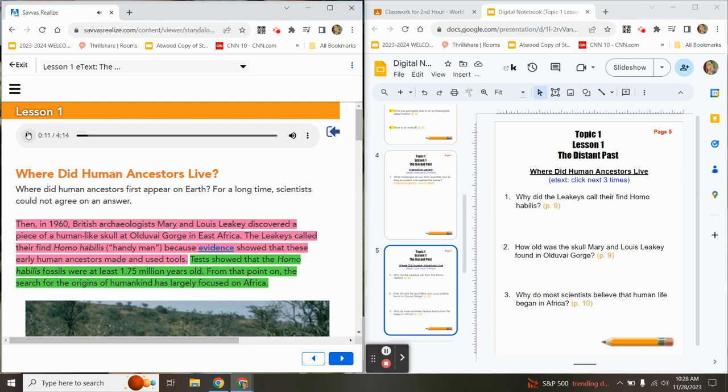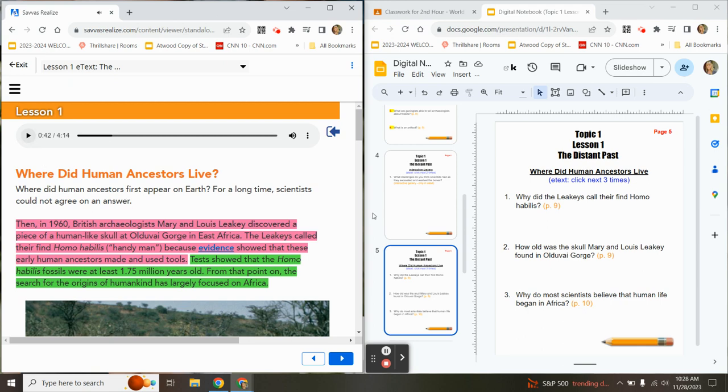Then, in 1960, British archaeologists Mary and Louis Leakey discovered a piece of a human-like skull at Olduvai Gorge in East Africa. The Leakeys called their find Homo habilis, handyman, because evidence showed that these early human ancestors made and used tools. Tests showed that the Homo habilis fossils were at least 1.75 million years old. From that point on, the search for the origins of humankind has largely focused on Africa.